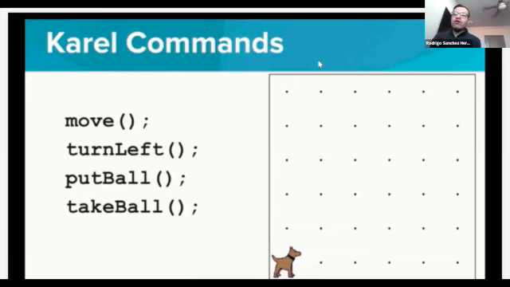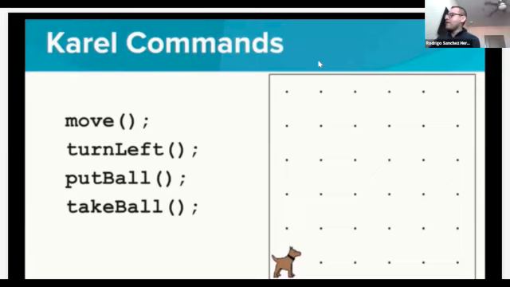When we say turn left, all that does is it turns Karel 90 degrees. So if we were to say turn left at this point, Karel would then be facing up. And then for put ball, Karel would put down a tennis ball. And for take ball, Karel would take a tennis ball if the tennis ball is already in that grid point.